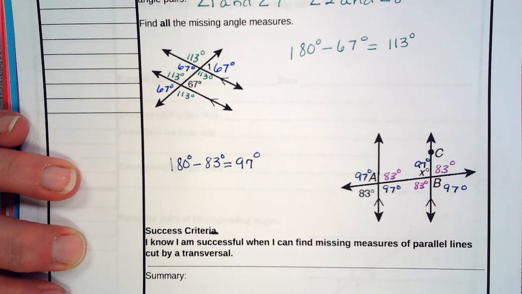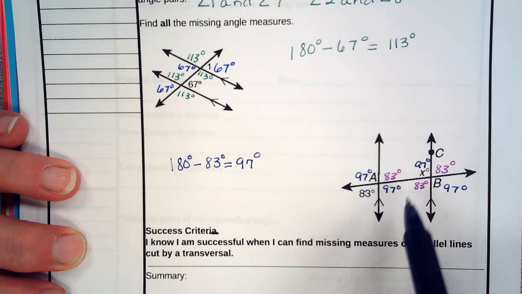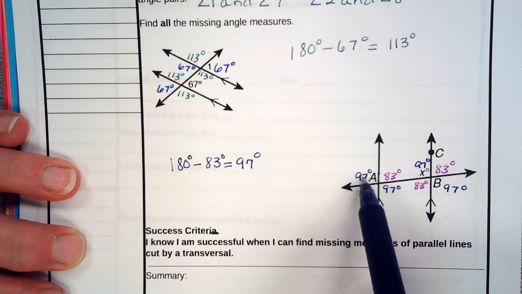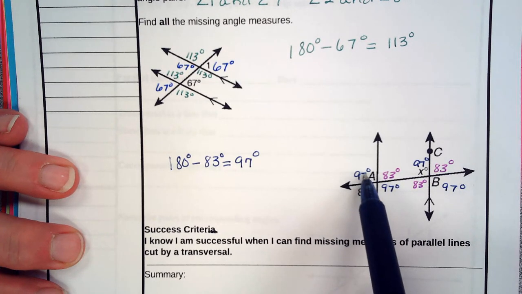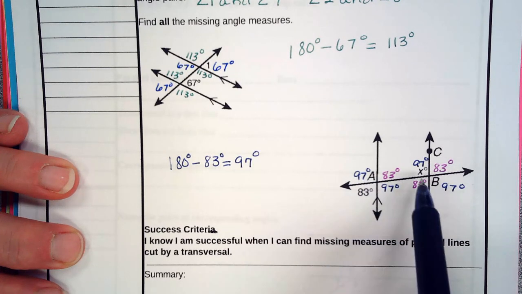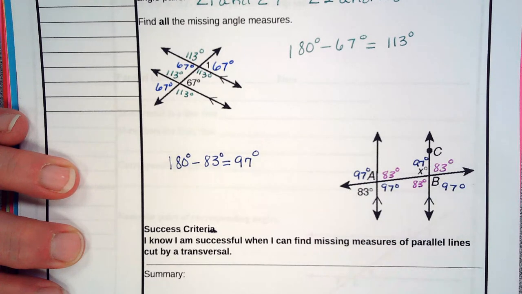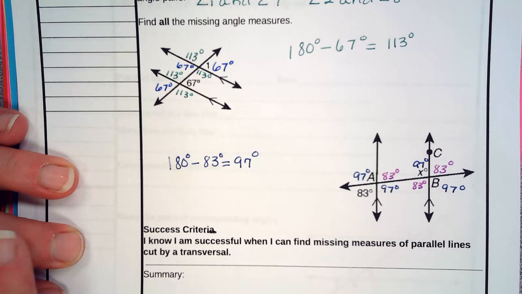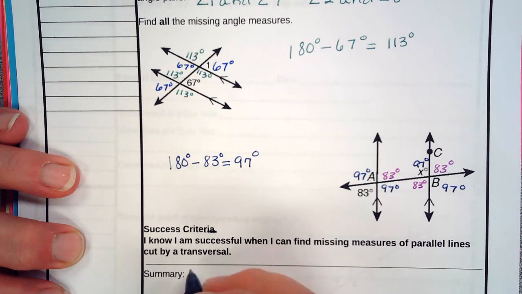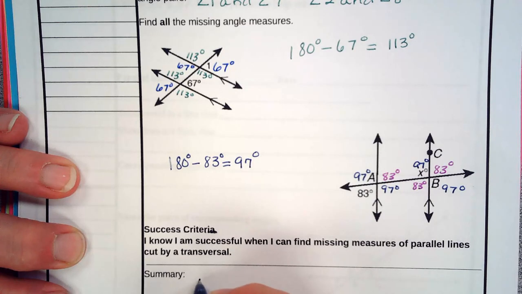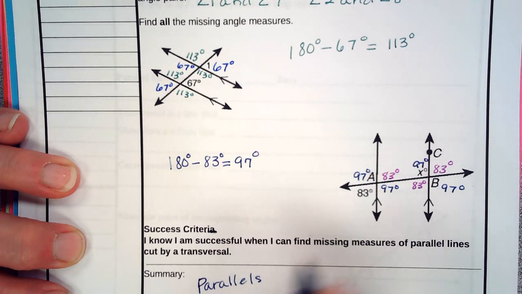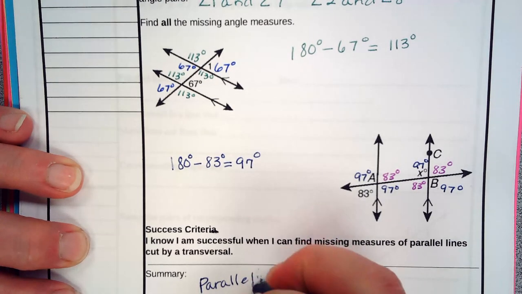Any questions? So if you notice, the congruent angles kind of form a sideways Zorro Z. Dead up, boom boom, or boom boom, boom boom. So I know I'm successful when I can find missing measures of parallel lines cut by a transversal. So this is parallel lines and angle pairs.